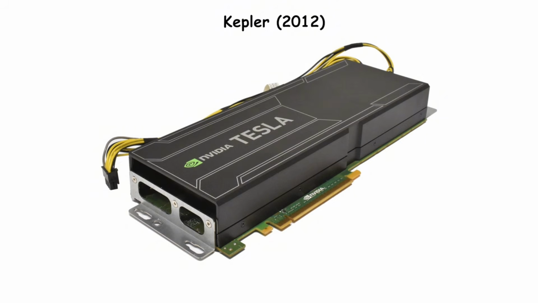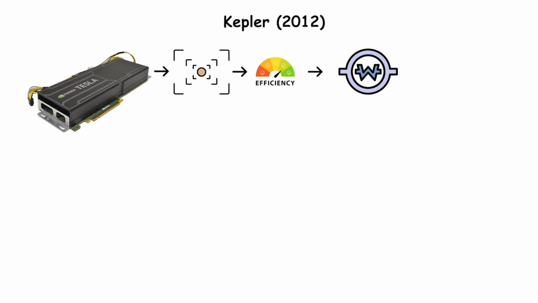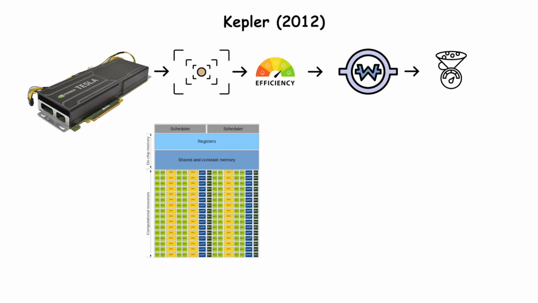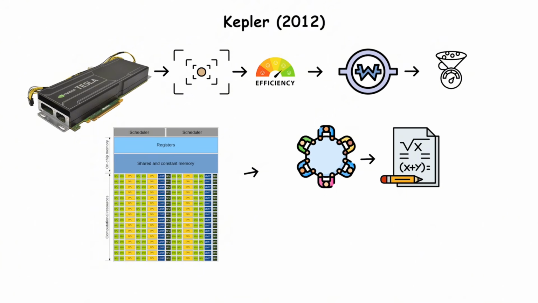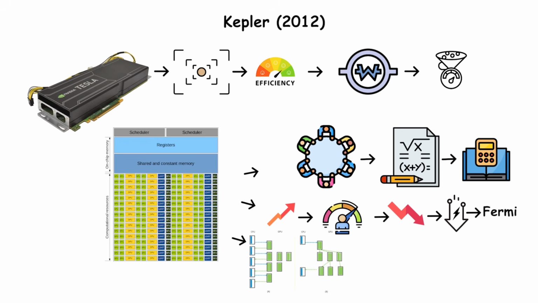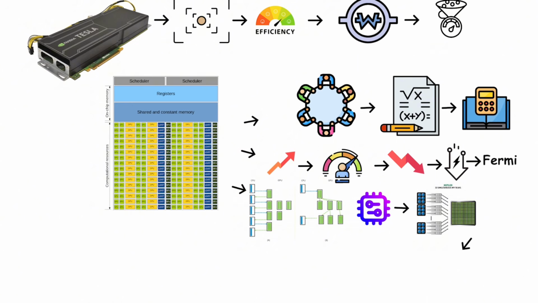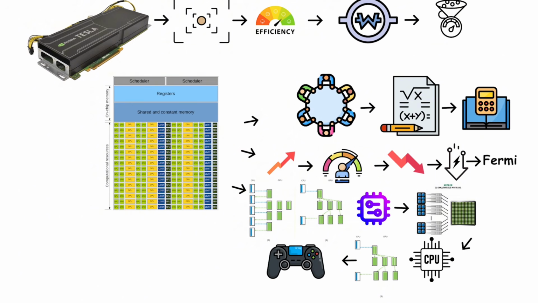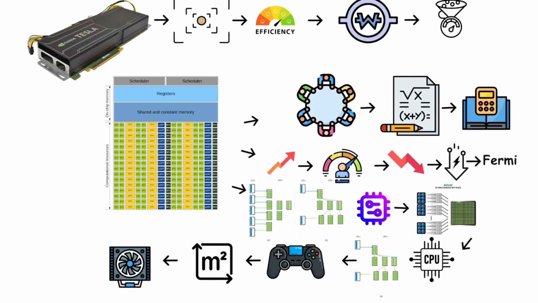Kepler, 2012. Kepler focused on efficiency per watt and higher throughput. The new SMX multiprocessor grouped more arithmetic units under a simpler scheduler, raising delivered performance while lowering power versus Fermi at the same manufacturing process. For computing, Kepler introduced dynamic parallelism, where kernels can launch new kernels on the device, and Hyper-Q, which lets many CPU threads feed the same graphics card to keep it busy. In games, this translated into more performance per square millimeter and cooler, quieter boards.